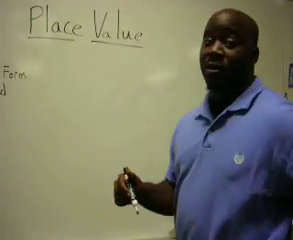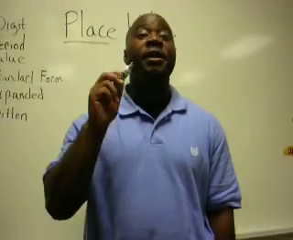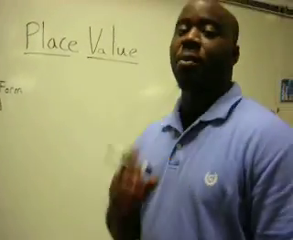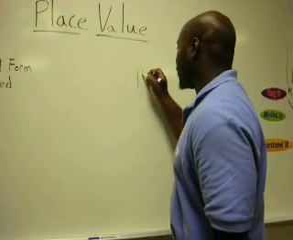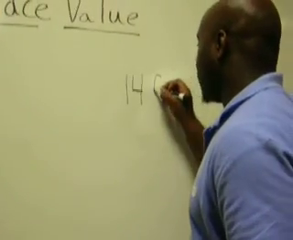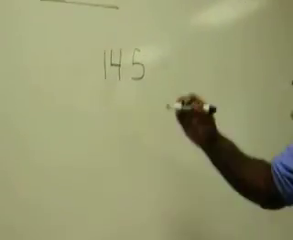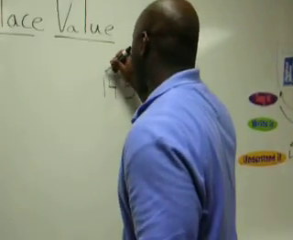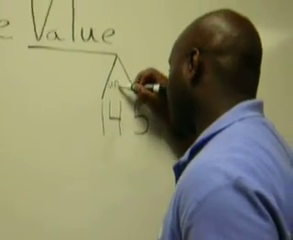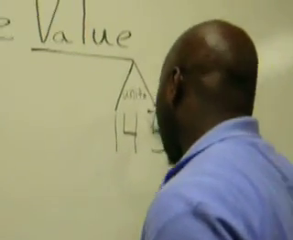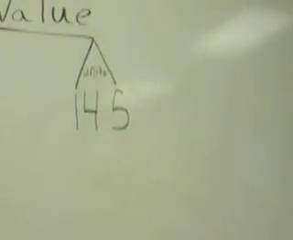Today we're going to be talking about place value and the periods within the place value. But first I want to start right here. Let me write a simple number on the board. Let's start off with this number right here. 145. Now, this period right here is called the units. And it's one of the lowest ones that we have when it comes to place value.